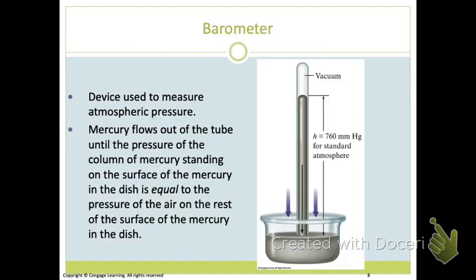Mercury flows out of the tube until the pressure of the column is equal to the pressure in the dish. So mercury will come in and out of that column until it's equal, and then it just measures the height of the column. So when it says millimeters of mercury, we are literally just measuring the height of that column, and it's measured in millimeters. That would be 76 centimeters, sorry. All right, so any questions with that? That's just what a barometer looks like, how it's set up.